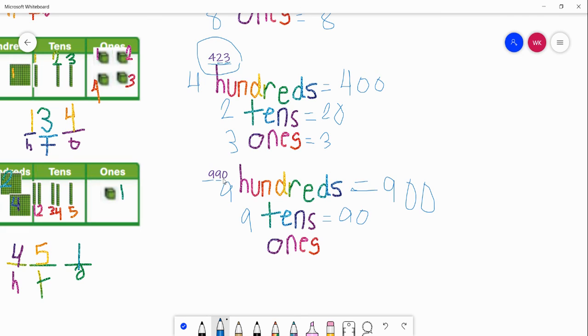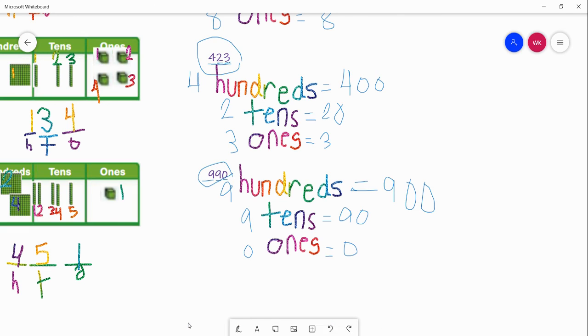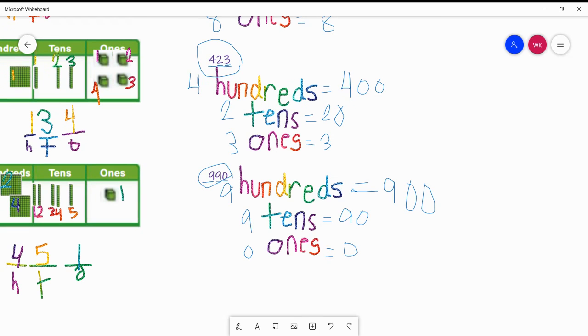And then last but not least, you have 0 ones. If you have no ones, you have 0. So if you added up 900 plus 90 plus 0, you would get the number 990. So that was us working with hundreds, tens, ones, 3-digit numbers. They have 3 numbers. And working with our place value, hundreds, tens, and ones, to figure out and break apart these numbers.